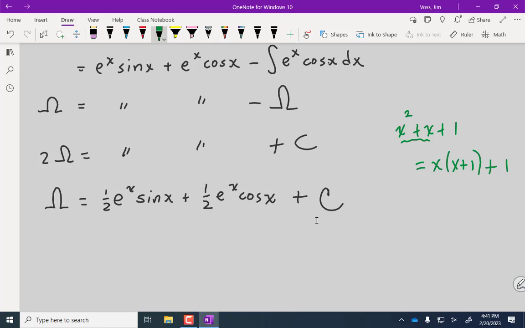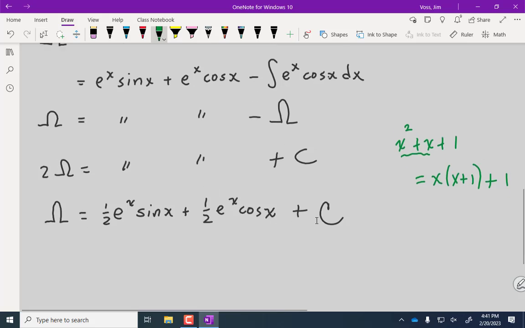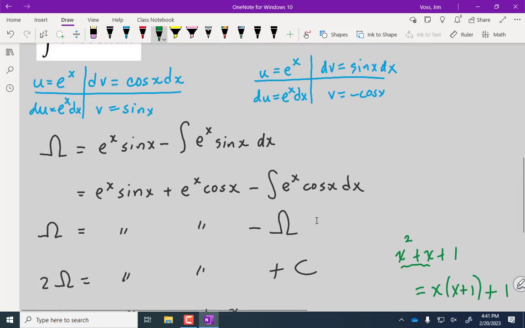But if you did it the other way, you'd still get the same exact answer? Yes. If you did these swapped, you'll get the exact same answer. Yeah. They will look identical.